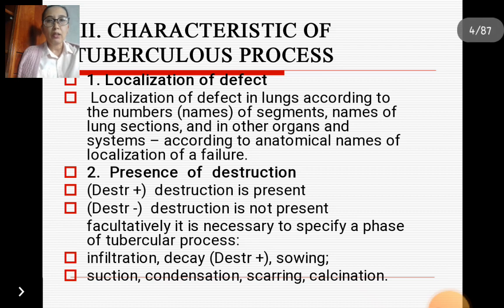Thirdly, we must tell about characteristic of tuberculosis process. Firstly is localization of defect. Localization of defect in lung according to the number of segment, names of lung section, according to anatomical names of localization of a failure. Second one is presence of destruction. Destruction plus, destruction is present; destruction minus, destruction is not present.